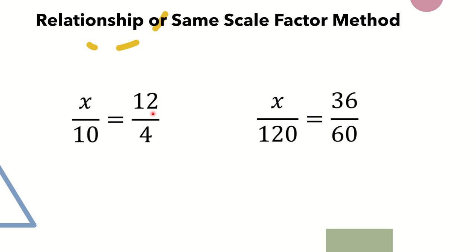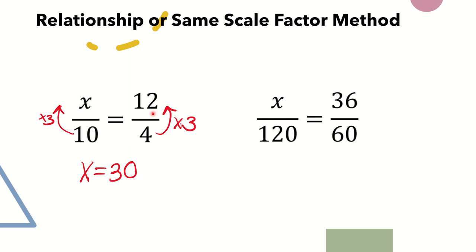So in this case, 4 times 3 gives me 12. I need to figure out what times 3. Whatever I do on one side, I have to do to the other side. So I can go 10 times 3, and that gives me 30. So in this case, x is equal to 30. Let's look at my next one.